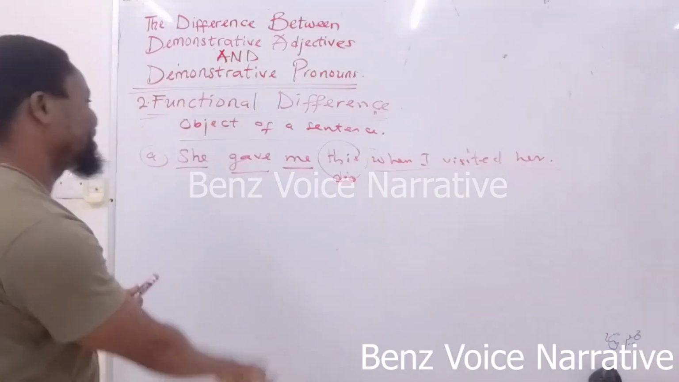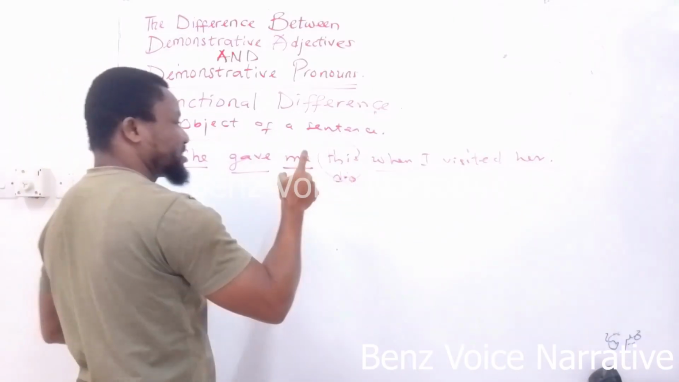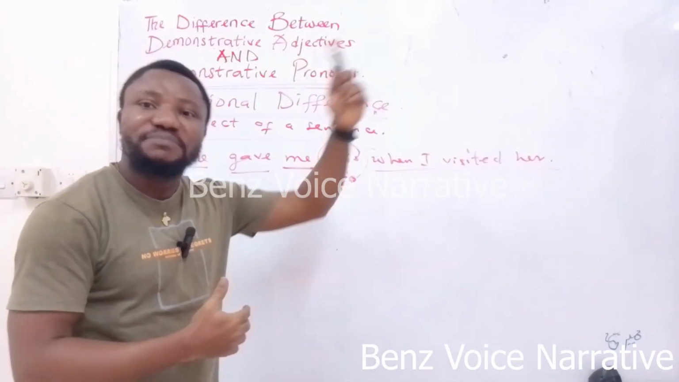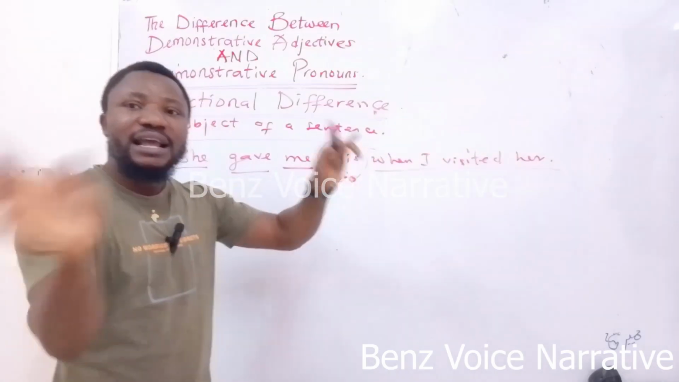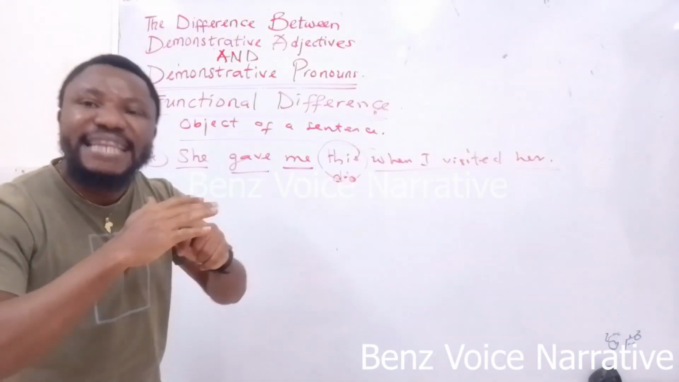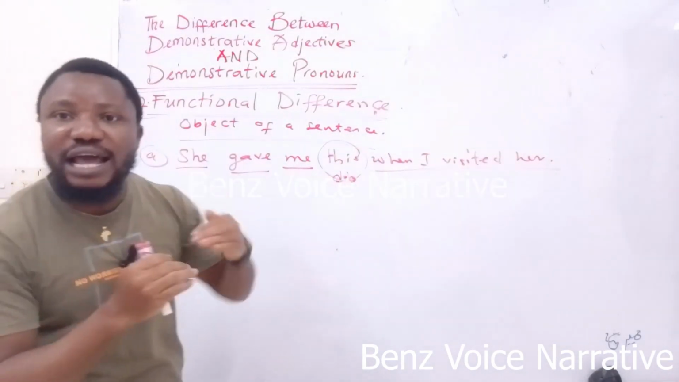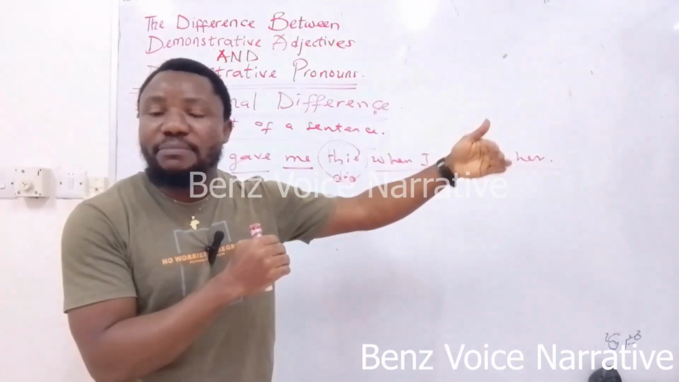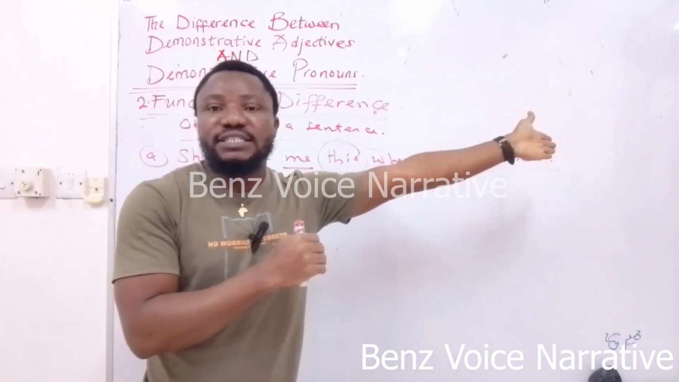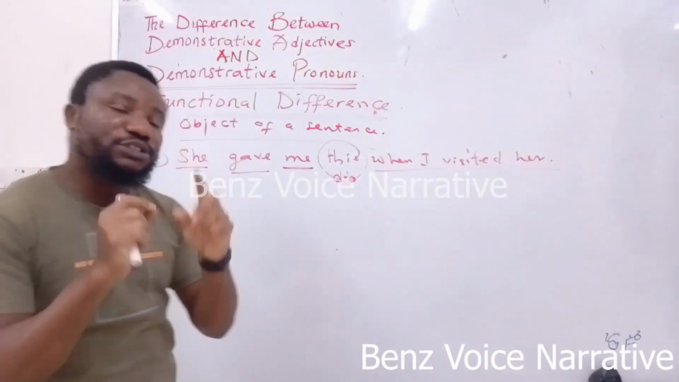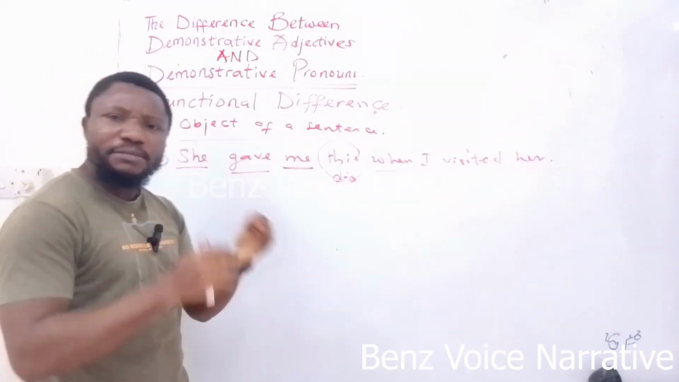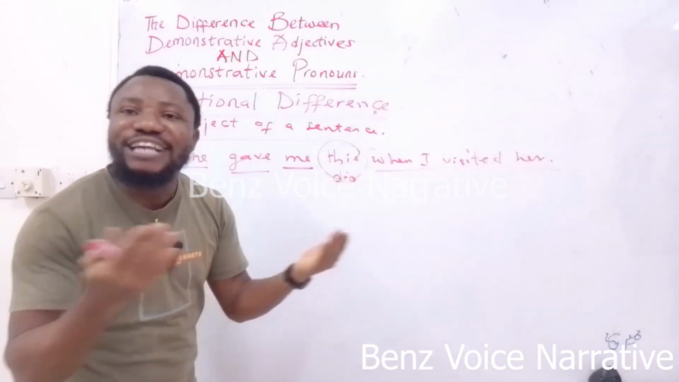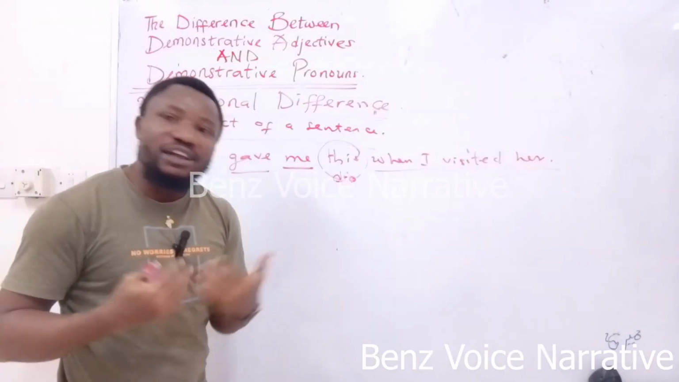Okay, so in this case, this here is a demonstrative pronoun and not a demonstrative adjective. Remember, a demonstrative adjective can never stand alone to function as an object of a sentence. Rather, it can only describe the object of a sentence. It can't stand alone. Only the demonstrative pronoun can stand alone. She gave me this. She gave me that. What this is, you don't know. What this is, I don't have to talk about it.